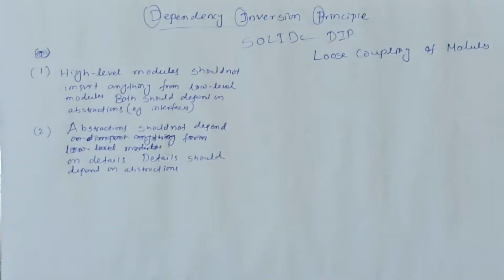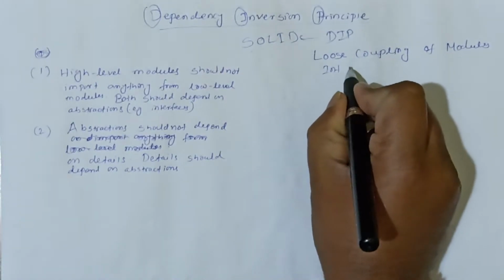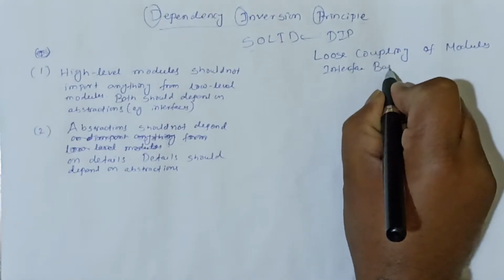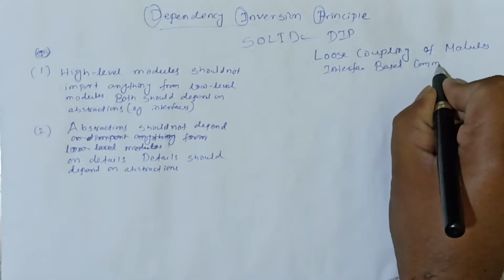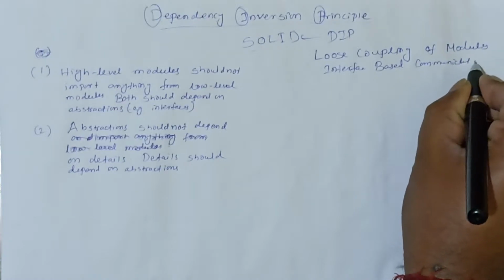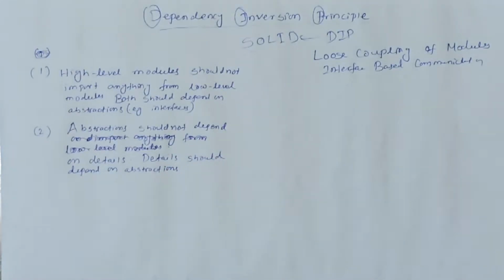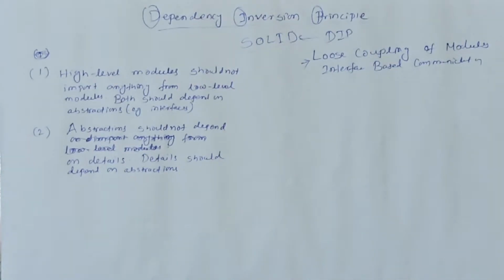Also, you will find several articles on interface based communication, which lots of programming focuses on, or protocol oriented development. Those are also related to this DIP, or taken from this DIP. So first, it tells about loose coupling of modules, which means how we can make them loosely coupled.